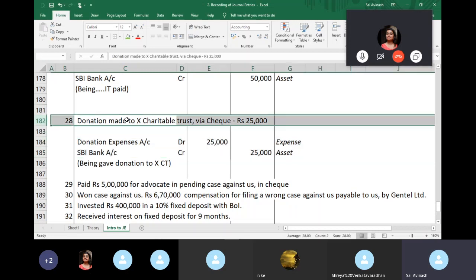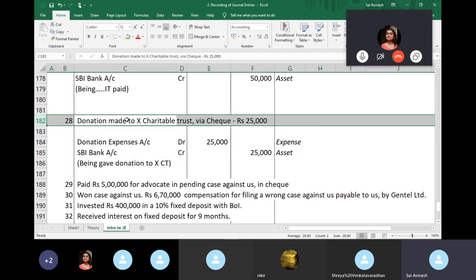So the question gives me information about the charitable trust. I don't need it to record my transaction. So there may be cases where you'll be confused. They'll give you names, they'll give you an address, whatever. They might give you information which will mislead you to overthink the transaction. Don't overthink. Be very straightforward, and at the end of the day, understand what the business is doing, right?